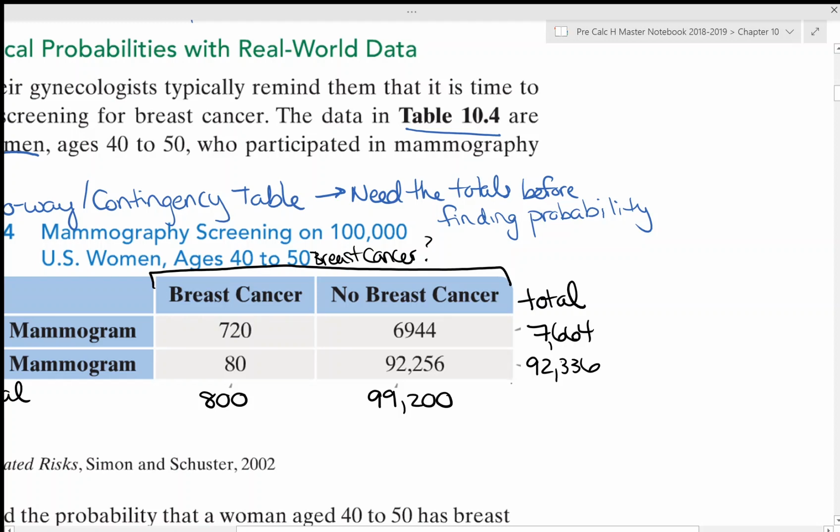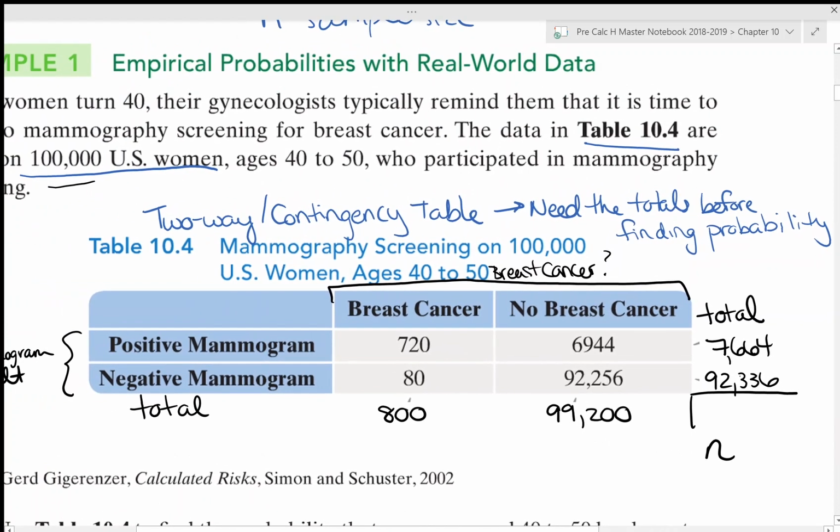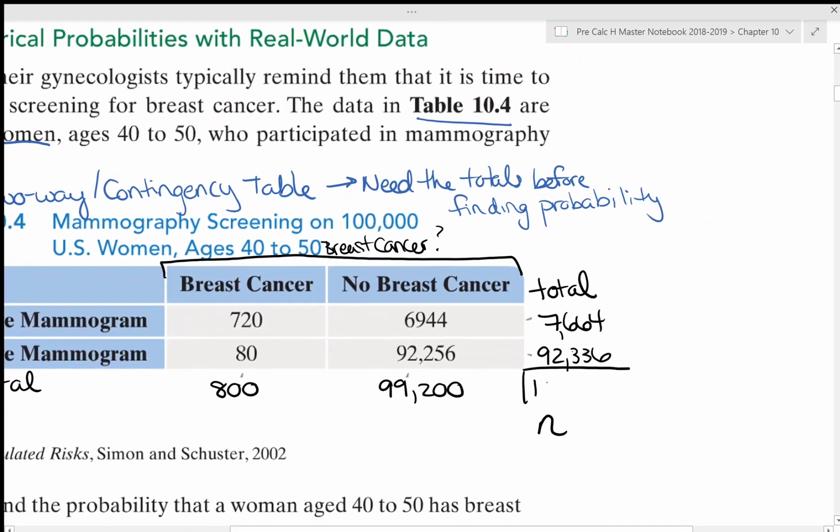Now, there's usually one in the corner here, and this is where the sample size falls, the complete total. How many people did we study in all? We studied 100,000, right? So 100,000 would go here. And if you notice, if I added my two rows together, they do add up to 100,000. And same for these two columns. So it's a nice way of checking to make sure.